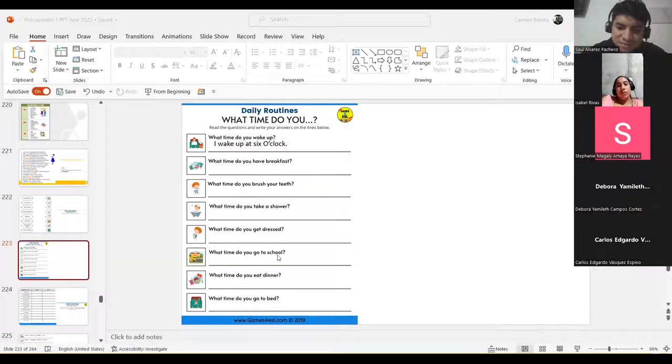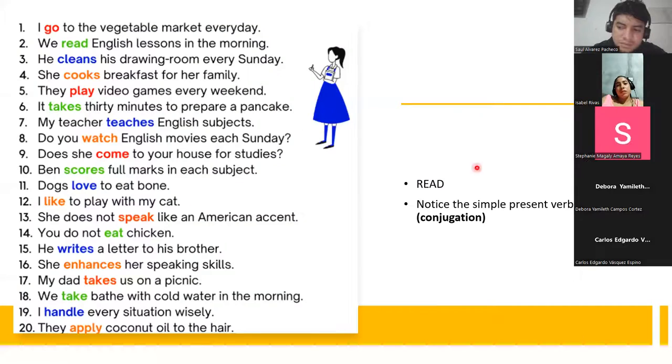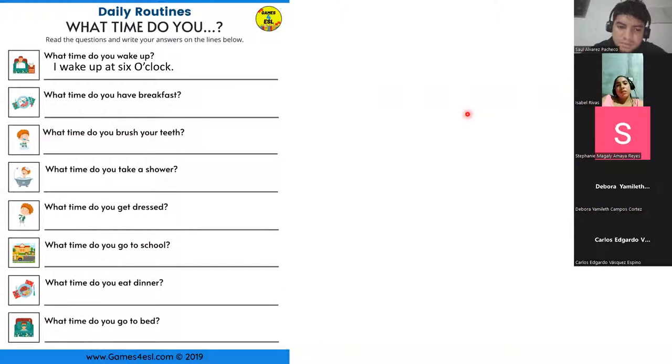What time do you go to school? Si usted no va a la escuela o no va a la universidad, puede cambiar la pregunta también, ¿ok? Entonces, vamos a ver. A ver, ahorita la quiero hacer más grande esta para que podamos verla mejor. Y vamos a tomar esos tres, cuatro minutitos para hacerlo, ¿ok? Vamos, todos, ahorita aquí, pensando y haciéndolo, ¿sí?